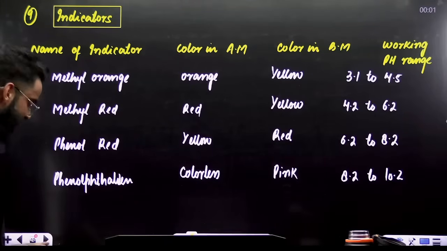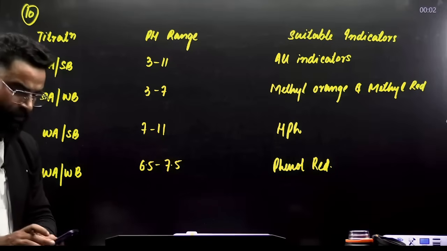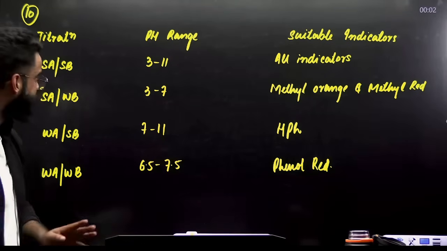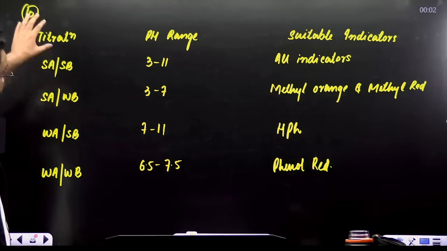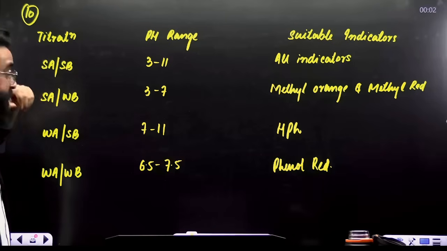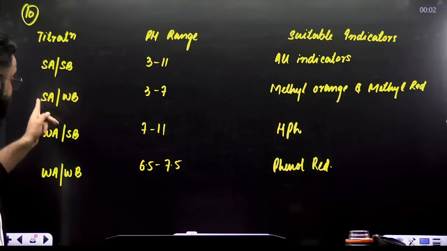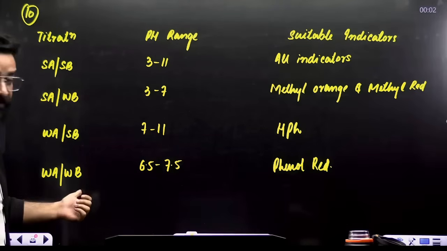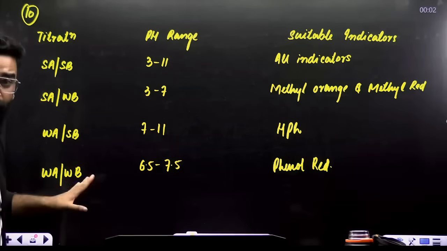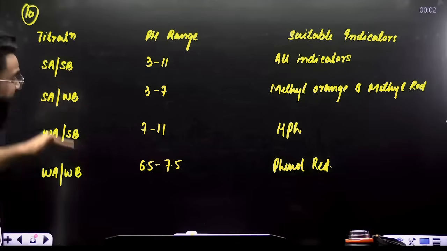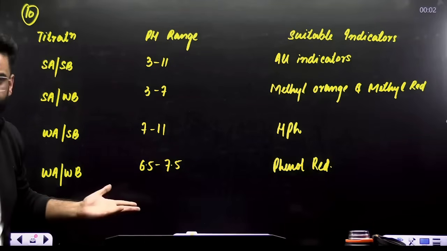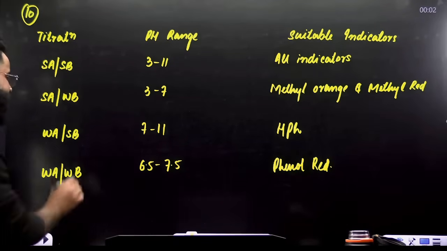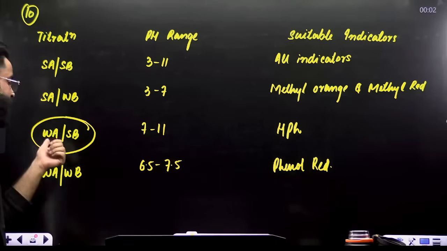There is one more table from which you can get the question. Let me tell you. There are different titrations. For example, titration of strong acid, strong base, titration of strong acid, weak base, titration of weak acid, strong base, titration of weak acid, weak base. You should first of all know in which titration, which indicator is used. For example, they'll ask you, which indicator is used when we do the titration of weak acid, strong base?